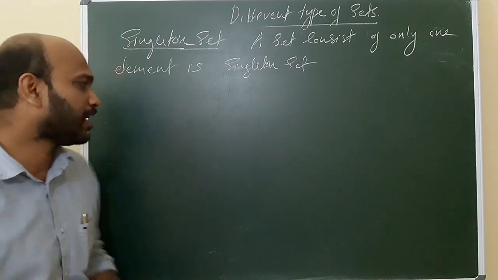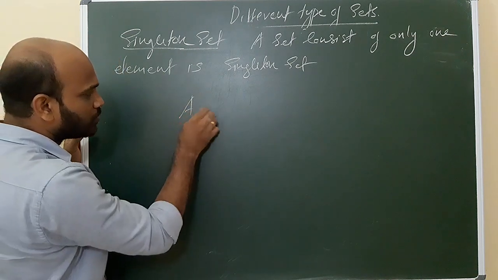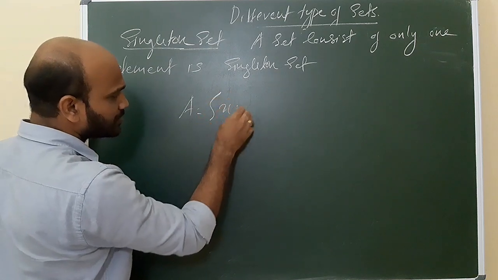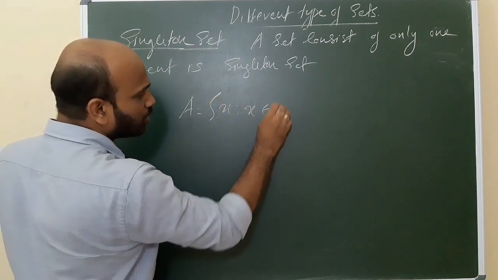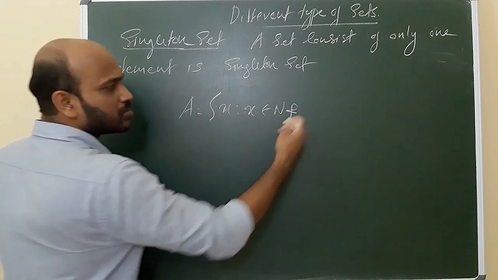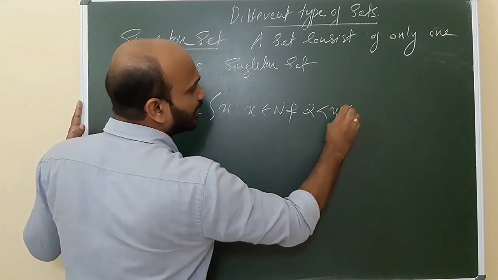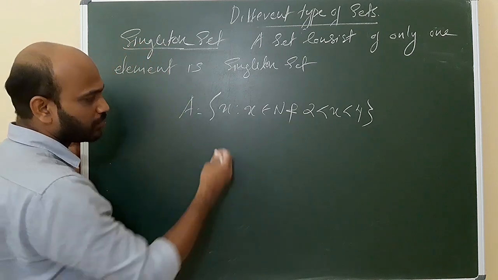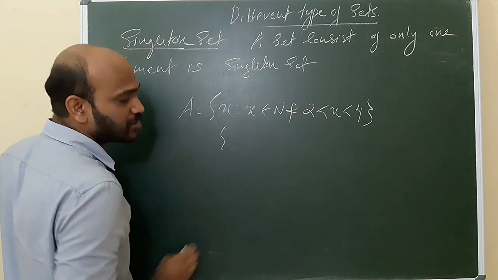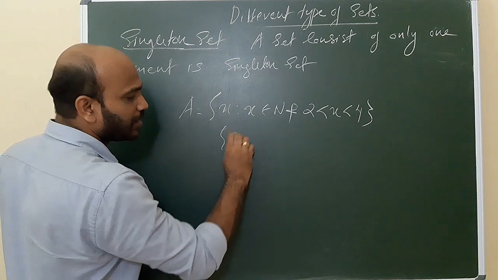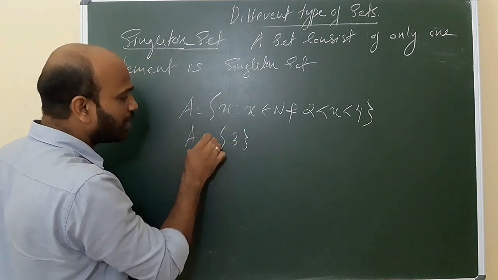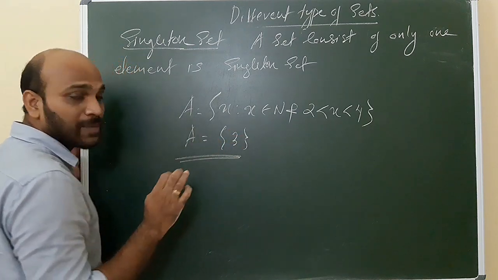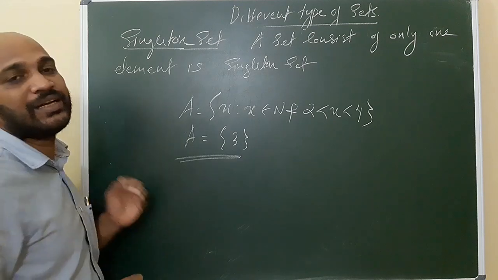For example, A equal to the set of all x such that x belongs to N and 2 less than x less than 4. That means all natural numbers between 2 and 4. There is only one natural number between 2 and 4, that is 3. So A consists of only one element. This type of set is called a singleton set.